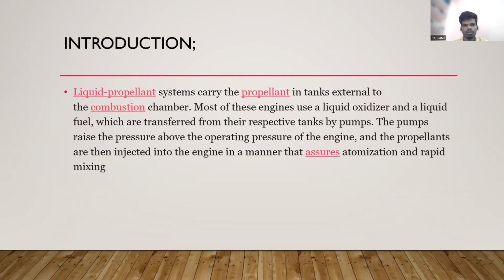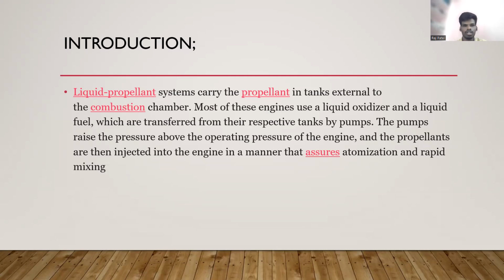In liquid propellant rocket engines, generally the propellant is in the form of liquid, whereas in solid propellant rocket engines the propellant is in the form of solid. In liquid propellant rocket engines, the fuel and oxidizer are pumped into the combustion chamber with the help of pumps, generally turbo pumps and centrifugal pumps, whereas in solid propellants there is no requirement of pumps.